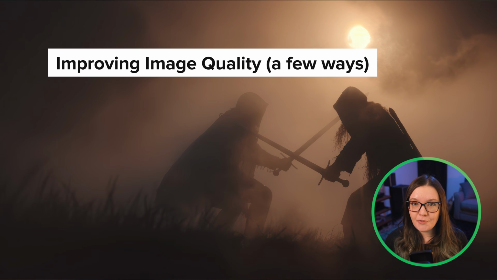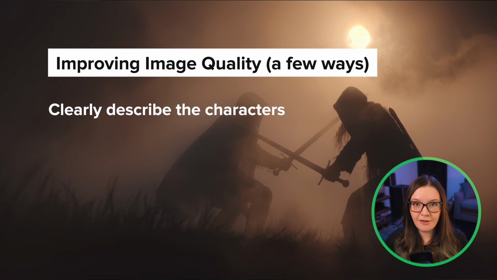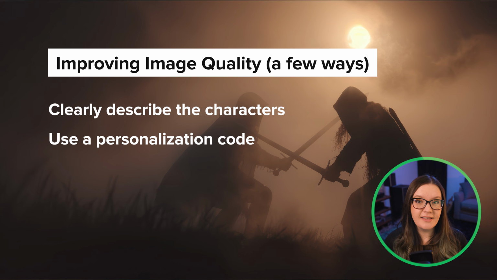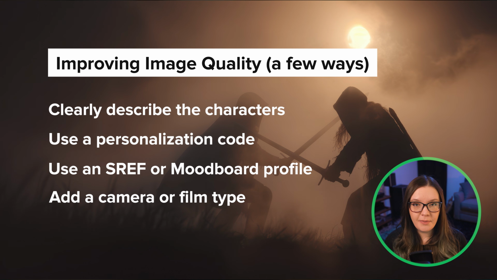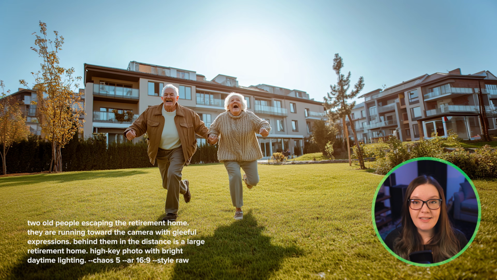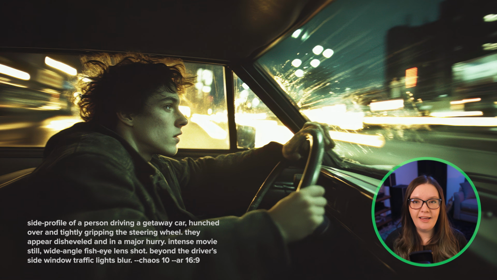But I have much better luck getting good quality images when I clearly describe the characters, add one of my personalization codes, use a style reference, a mood board, or include a camera or film type in the prompt for photorealistic scenes. When I just let Midjourney do its thing without implementing any of these, I am much less likely to get a convincing action scene, and it's going to take me more job submissions to get there.